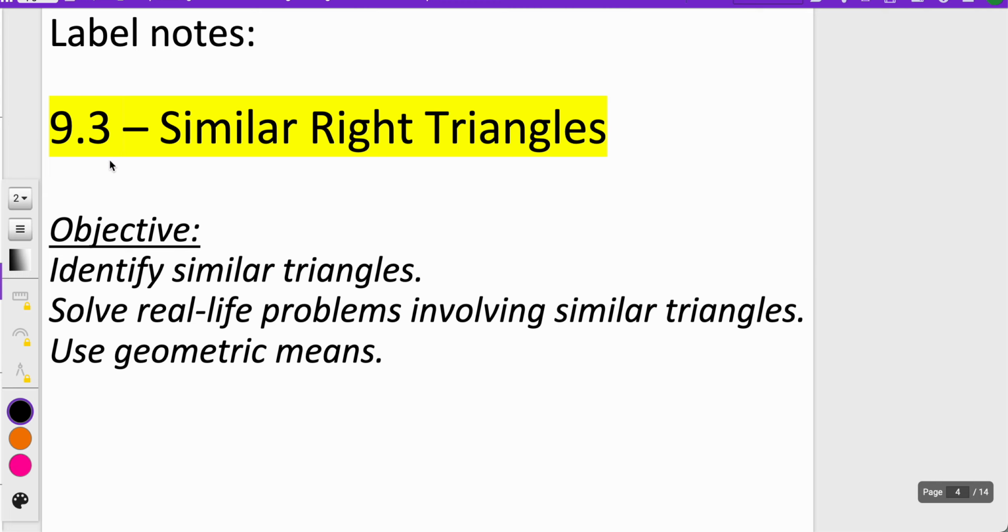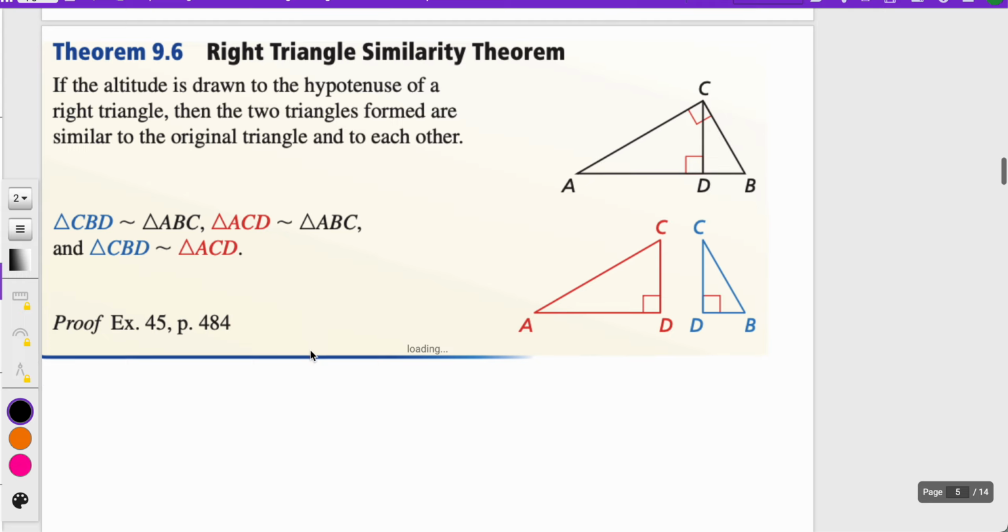Today we're going to be looking at lesson 9.3, similar right triangles. In it, we're going to identify similar right triangles, solve real life problems involving those things, and also find geometric means of two numbers. So let's get started by looking at our first theorem.